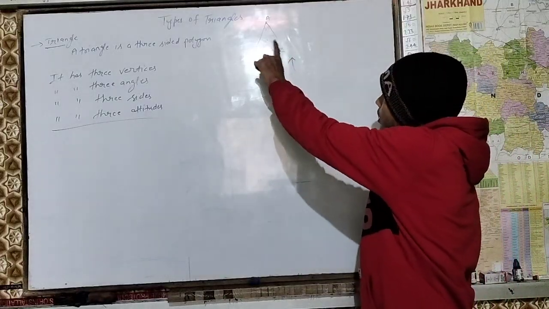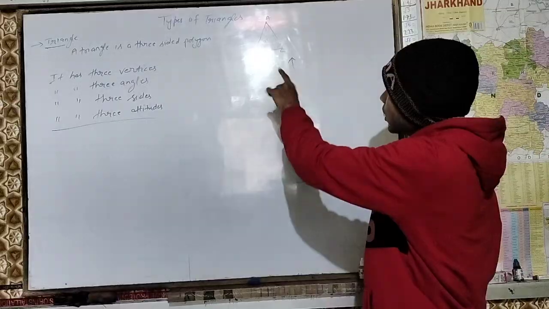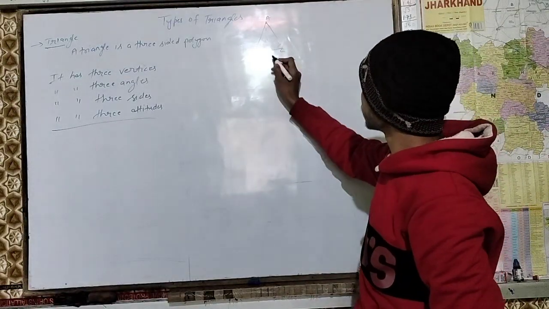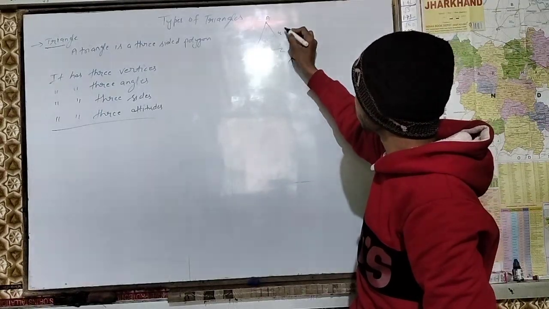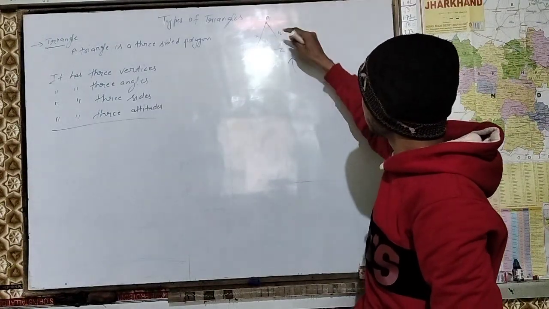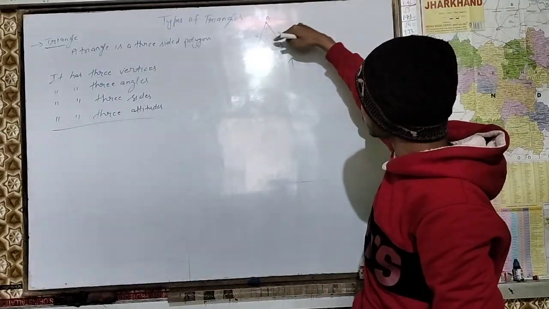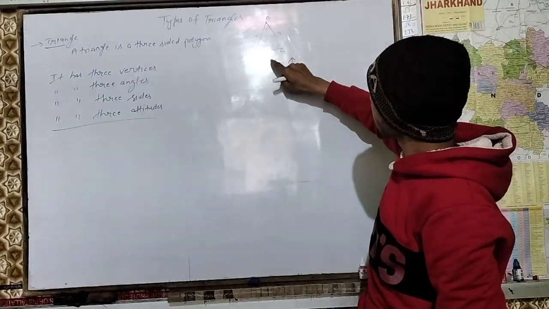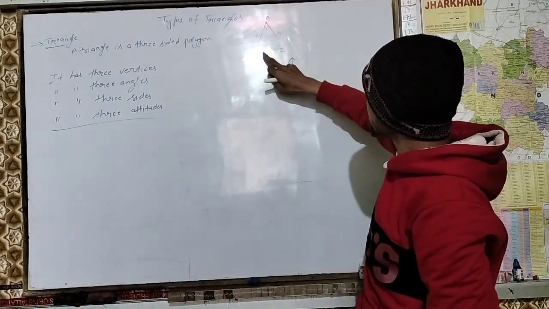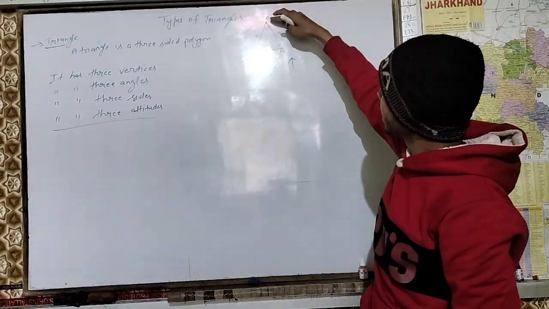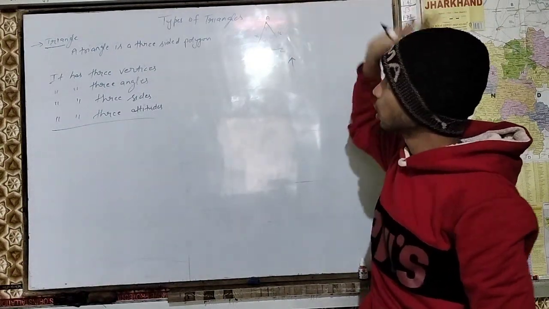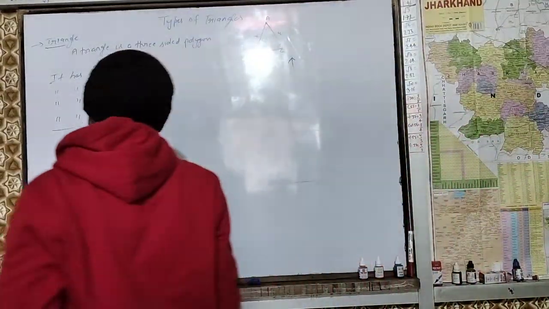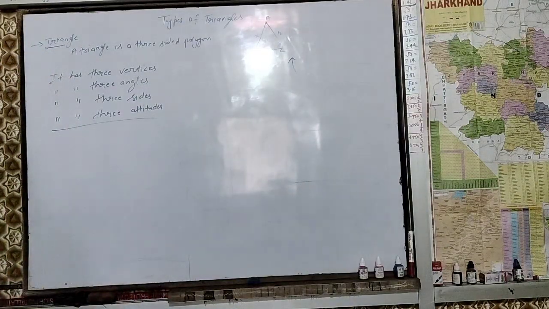Here CR is perpendicular to AB. Let's say the feet are P, Q, R. CR is perpendicular to BA. Here AP is perpendicular to BC. Here BQ is perpendicular to AC. That is the definition of our altitude. Altitude is just a perpendicular line.